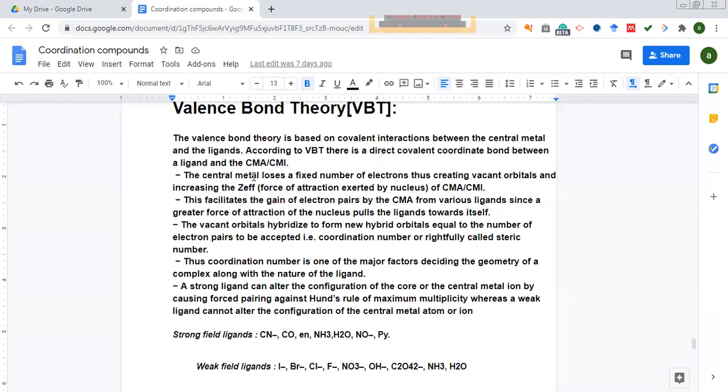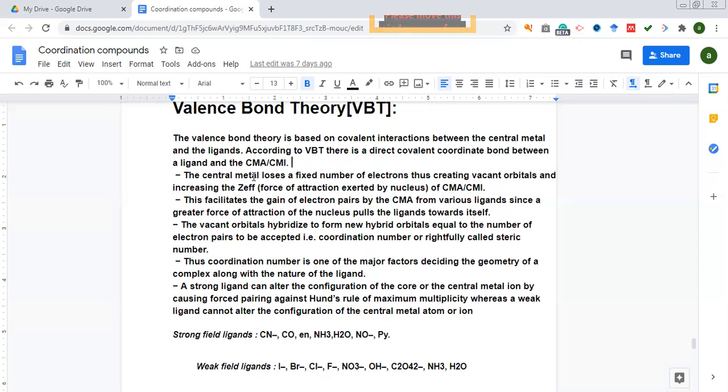Next, come to another hybridization, that is dsp3 hybridization. In dsp3 hybridization, the central metal atom will provide 5 vacant orbitals. How many? 5, in which hybridization? dsp3. So what will those be? Those are 1 from d orbital, 1 from s orbital, and 3 from p orbitals.